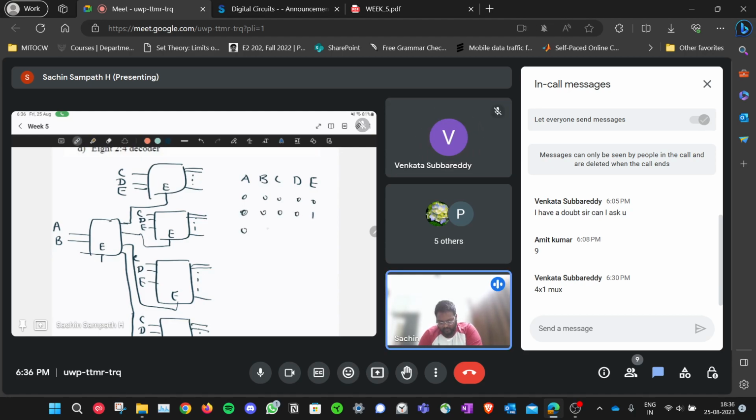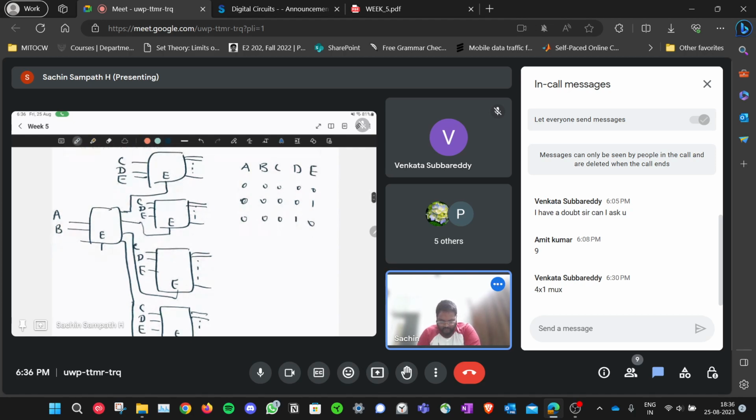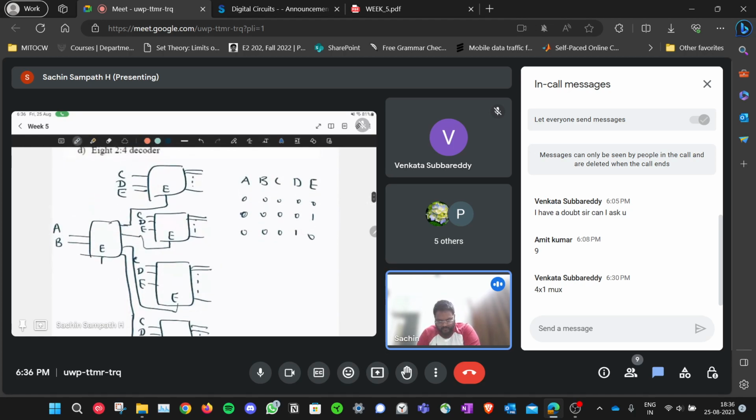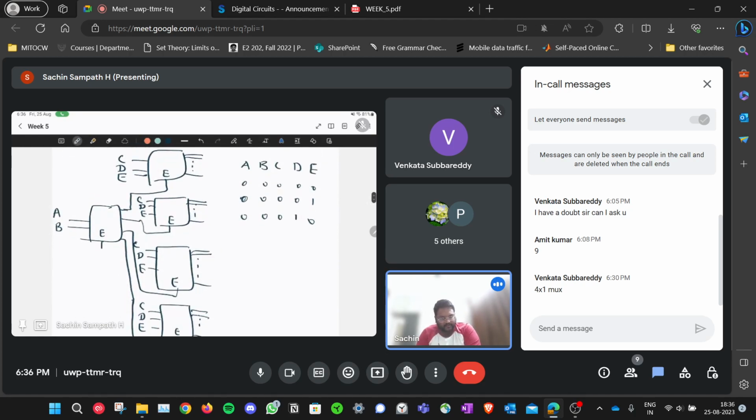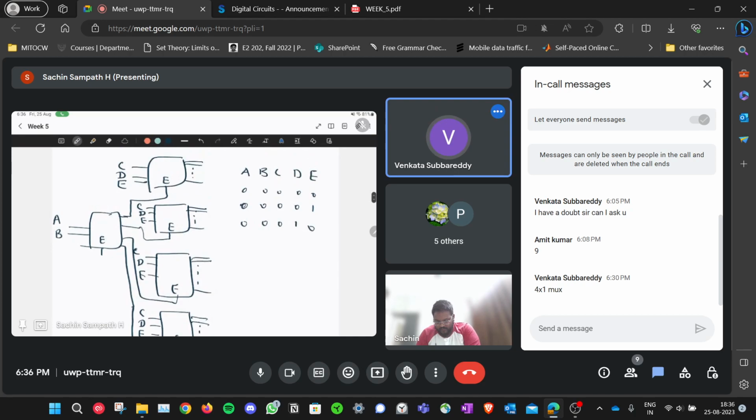Yeah, but why does the circuit actually work? The circuit is correct, but how do you know if you give the correct input, the correct line will be selected? You have the circuit. Okay, I'll give an input as 01100. Then what does it mean?